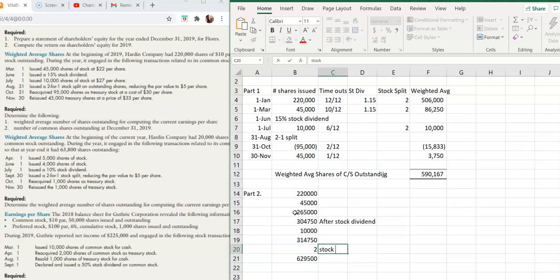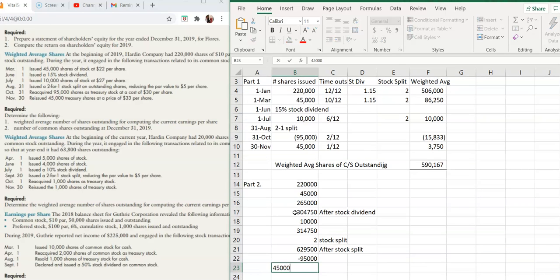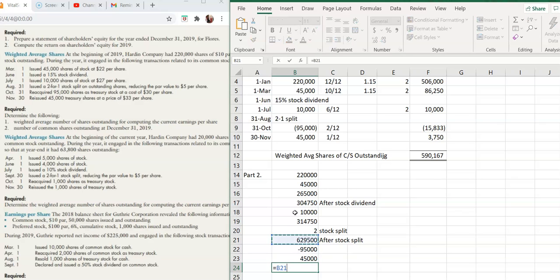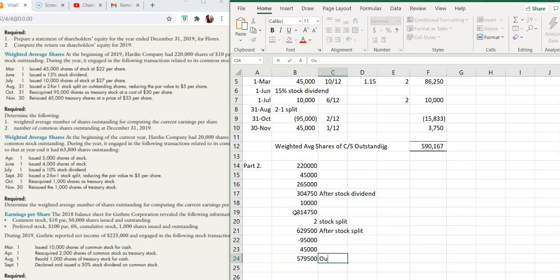This is the stock split, and after the stock split, then we bought back 95,000 shares, and then we sold 45,000. So this is outstanding. This is actual outstanding at year end.